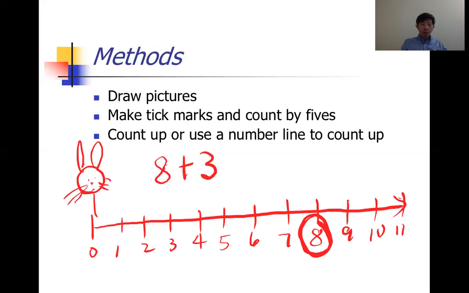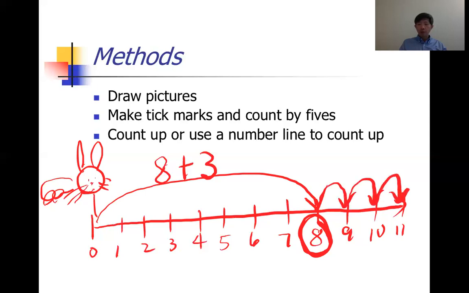Up here, the rabbit is going to jump. All right, so here it jumps 8, right? And then plus 3, that means we count up by 1, by 2, by 3, so we end up at 11, all right? So we can use the picture to show the kids 8 plus 3 like this, all right?